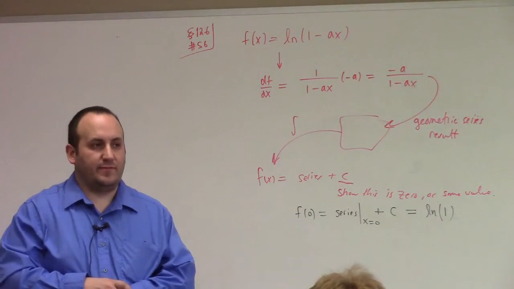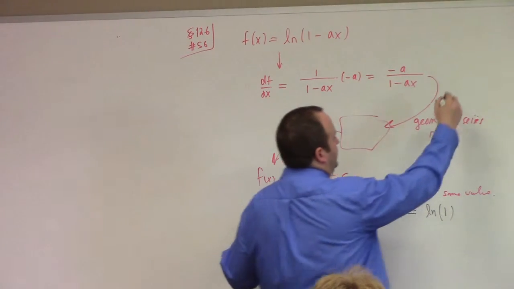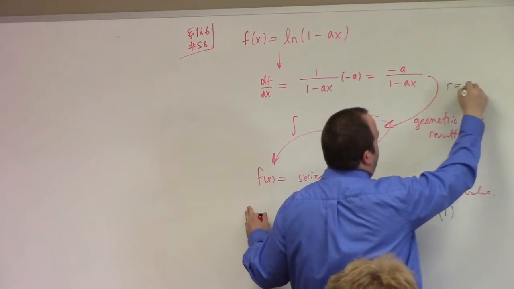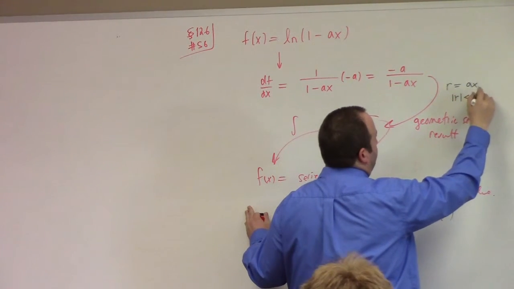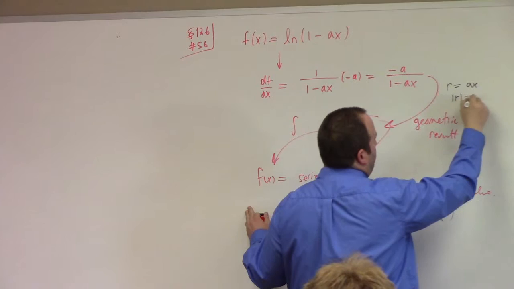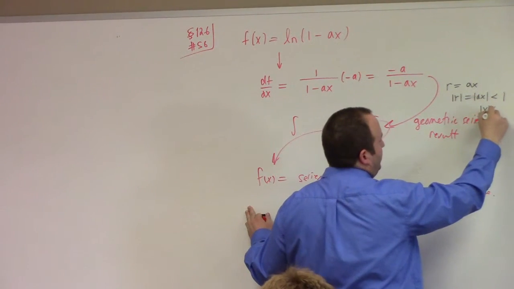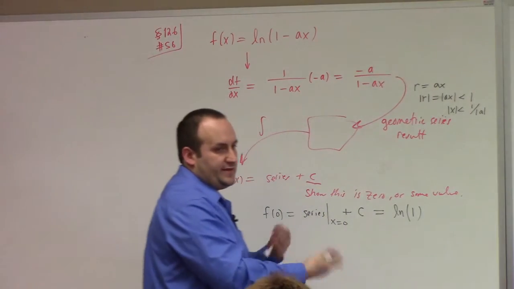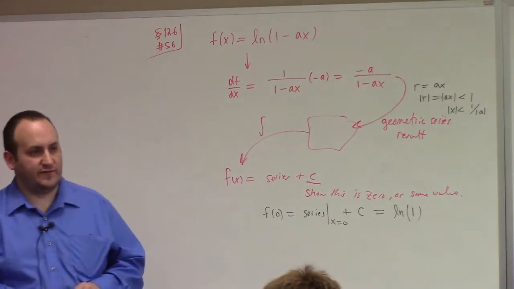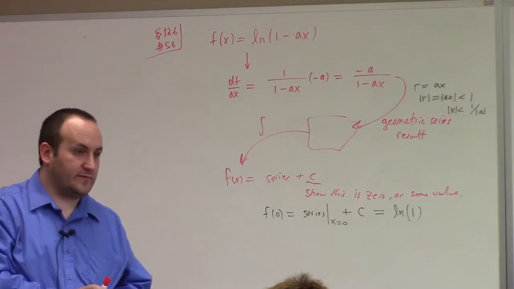By the way, the applicability of this, where the series is true, is also derived from the geometric series, right? Because r is equal to ax. You have the absolute value of r equal to the absolute value of ax, and you have to have that less than 1, which gives you the absolute value of x less than 1 over the absolute value of a. That tells you the open interval of convergence for the series you're deriving.